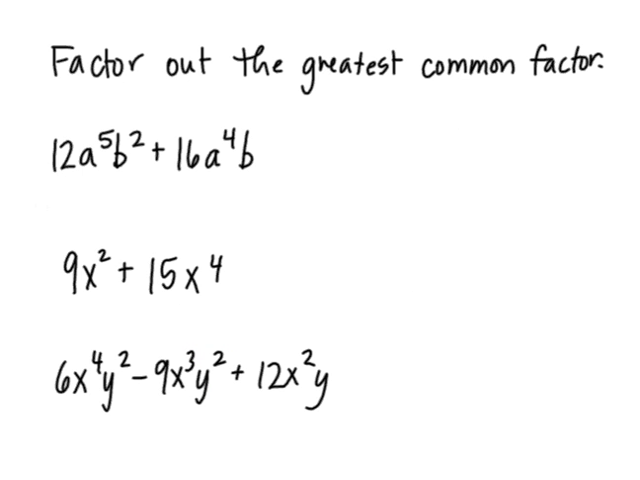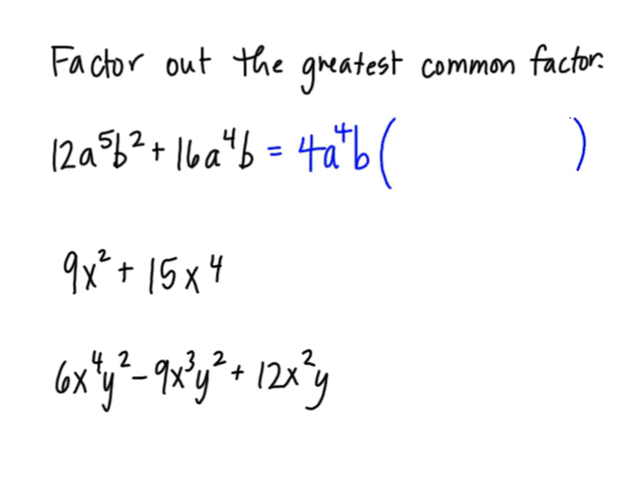So we want to put that together and actually factor out the greatest common factor of these examples. Our first one is 12a to the 5th b squared plus 16a to the 4th b. Let's look at the numbers first. 12 and 16 both contain a common factor of 4. They both have a's, and the smallest a would be a to the 4th. They both have b's, and the smallest b would be b to the 1. So the greatest common factor is 4a to the 4th b.